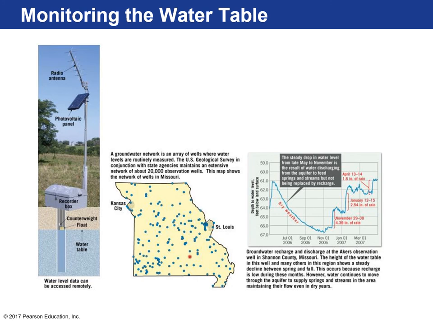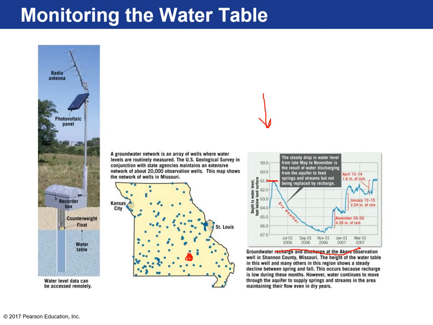Let's take a look at some monitoring wells in the state of Missouri. All right, this is data collected from this well right here. In Missouri, the depth of the water table here is about 61 feet. So you'd have to dig 61 feet down to get to the water table. What the data shows here is depth of the water table on the y-axis. On the x-axis is time. So this is July, September, November, January, and March.